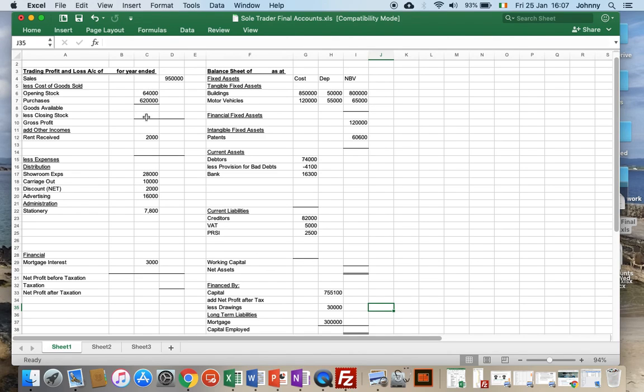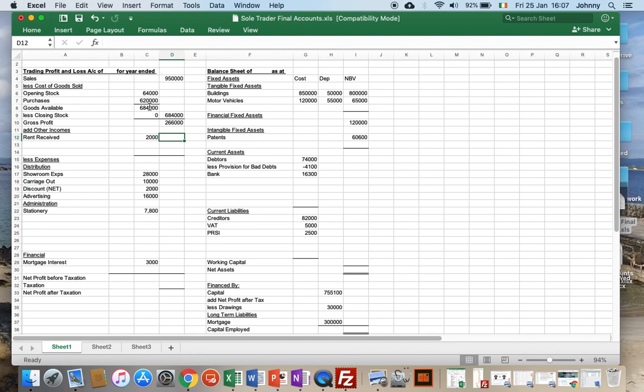So we add these two numbers here, okay? And that gives us goods available. We would take away closing stock. In this question, there's no closing stock been mentioned, so that's 0. So that means that the cost of goods sold is 684. We're going to take that away from the sales figure above.